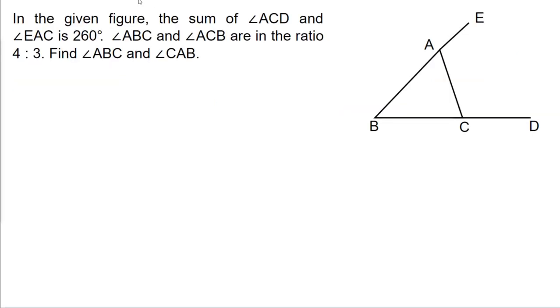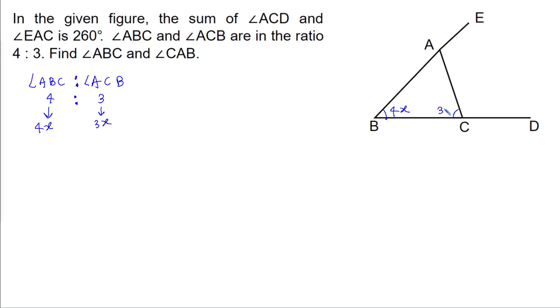The question is, in the given figure, the sum of angle ACD and angle EAC is 260 degrees. Angle ABC and angle ACB are in the ratio 4:3. So we can consider angle ABC as 4x, and angle ACB as 3x.